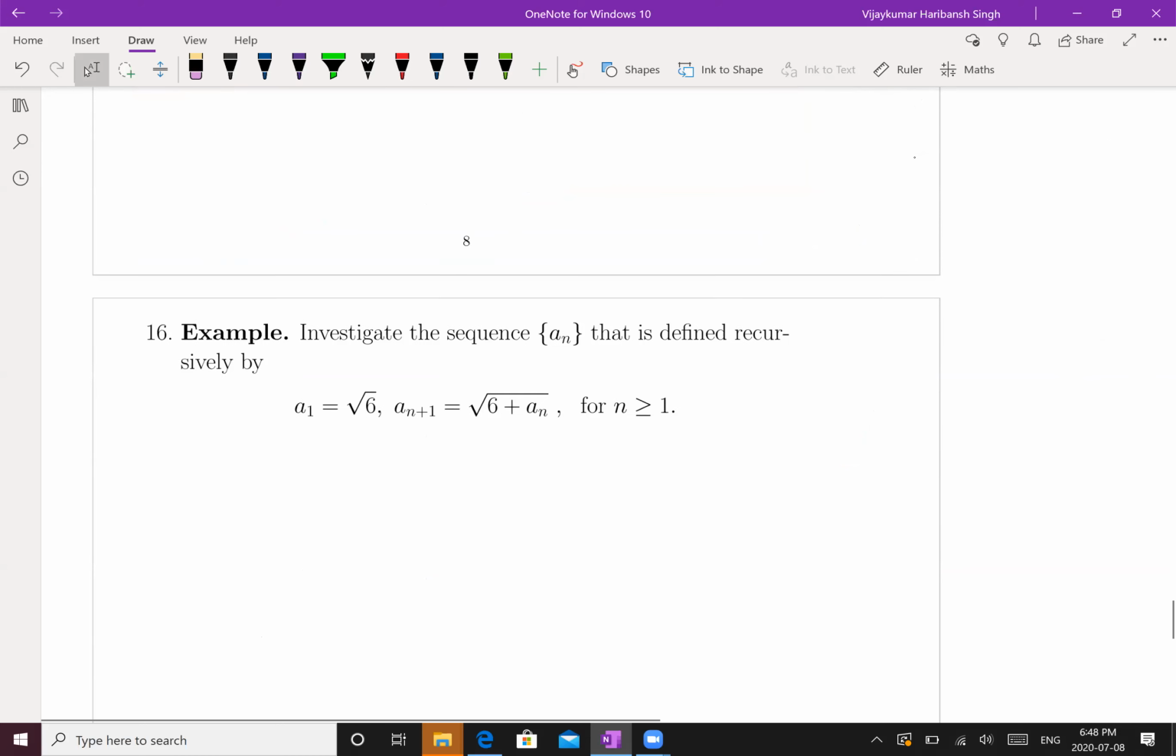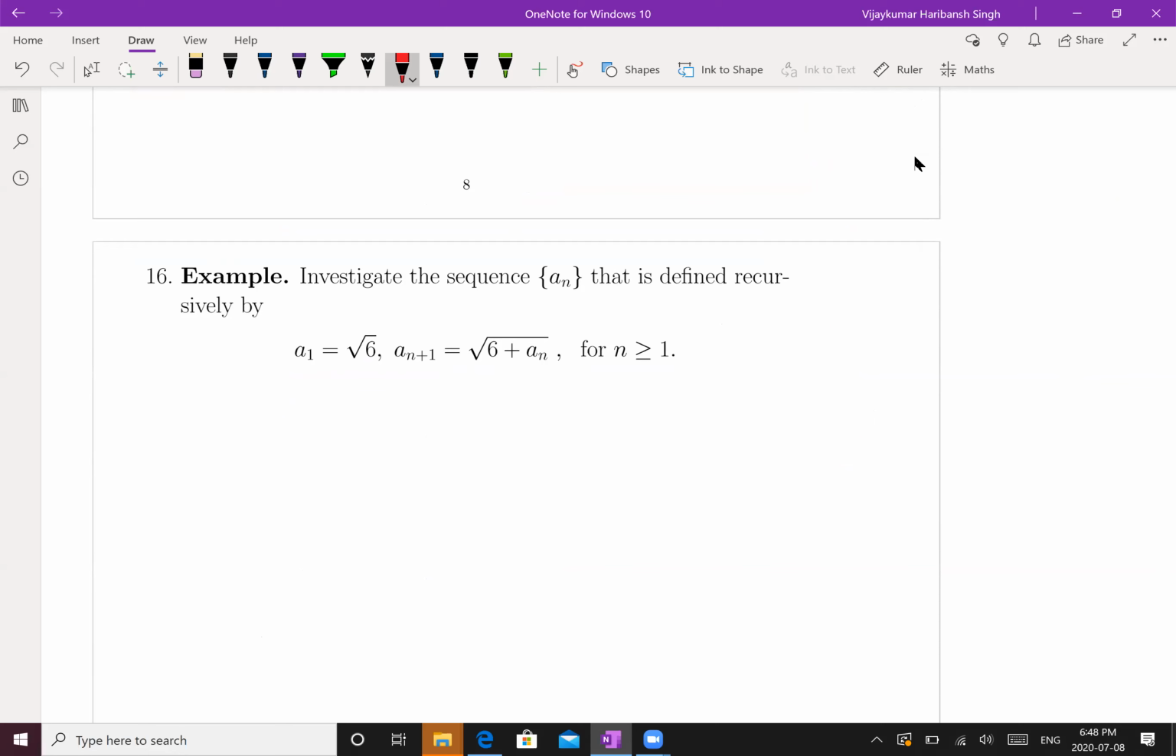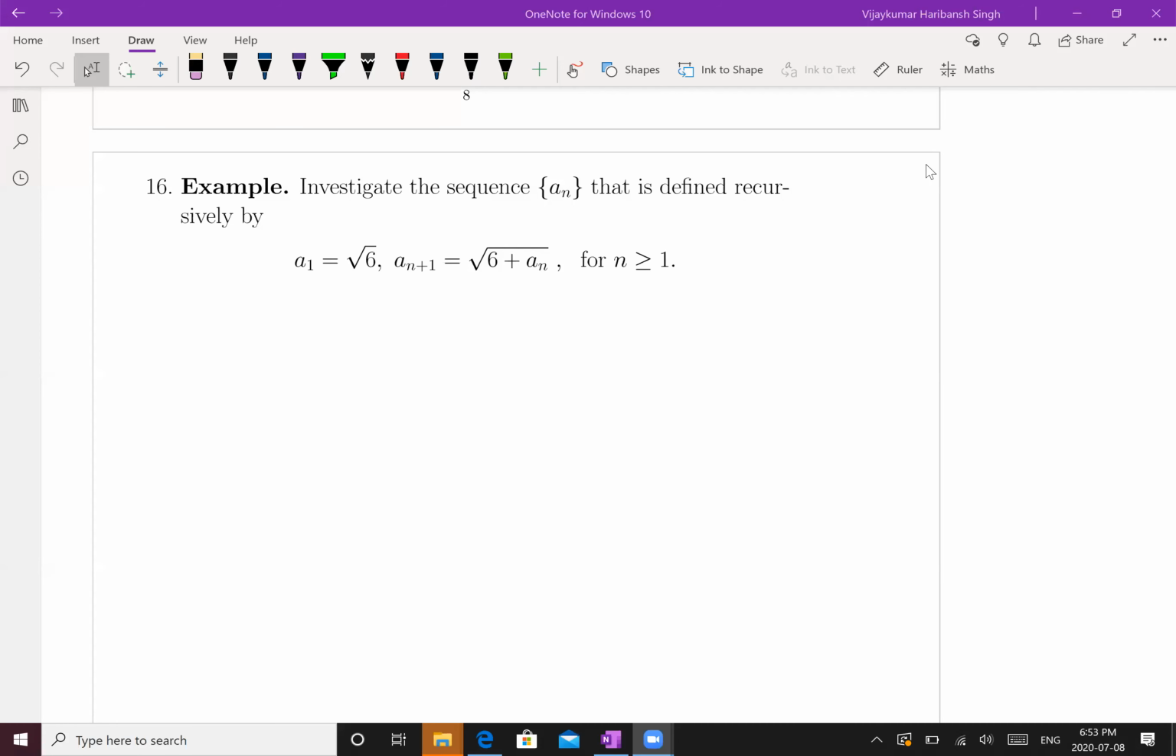Now, investigate the following sequence, which is defined recursively. What do you mean by investigate? You have to find out whether it converges or not. So let's embark on this problem. Let's compute the first few terms, just to get a feeling of what is happening. What is your A1? A1 is square root of 6, which is roughly 2.449.